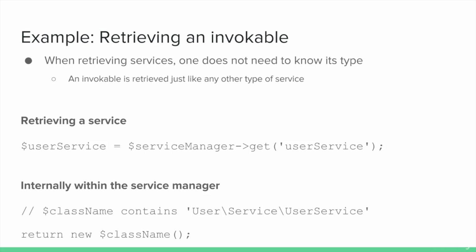Internally, what happens within the Service Manager class, you can see at the bottom of this slide. You have a class name variable that just contains the fully qualified class name, and the Service Manager basically just instantiates this with the new keyword and returns the object. So the internal workings of the Service Manager in this case is super simple.